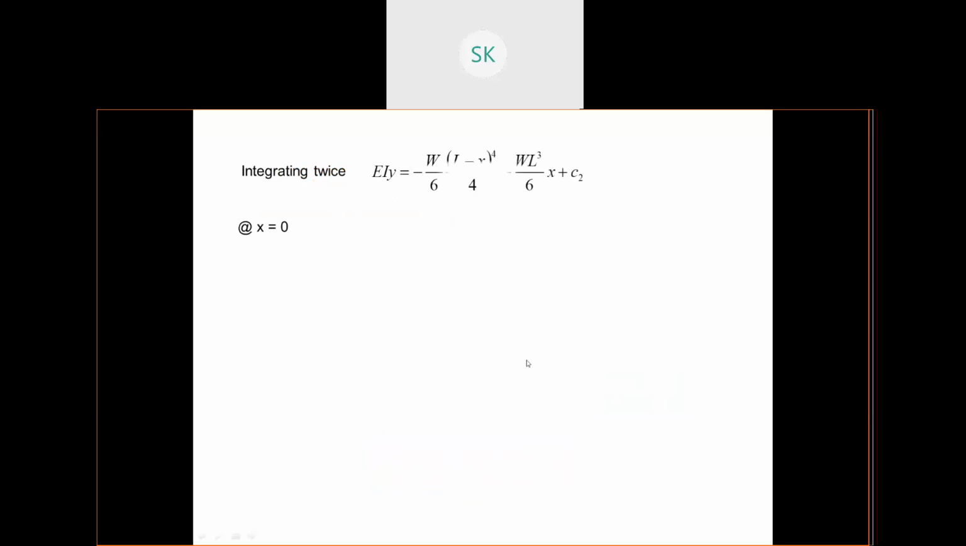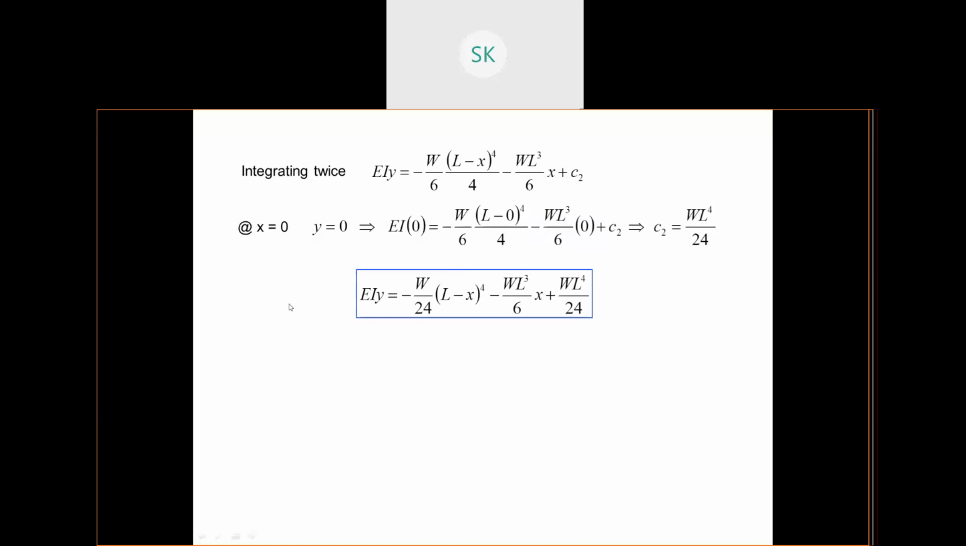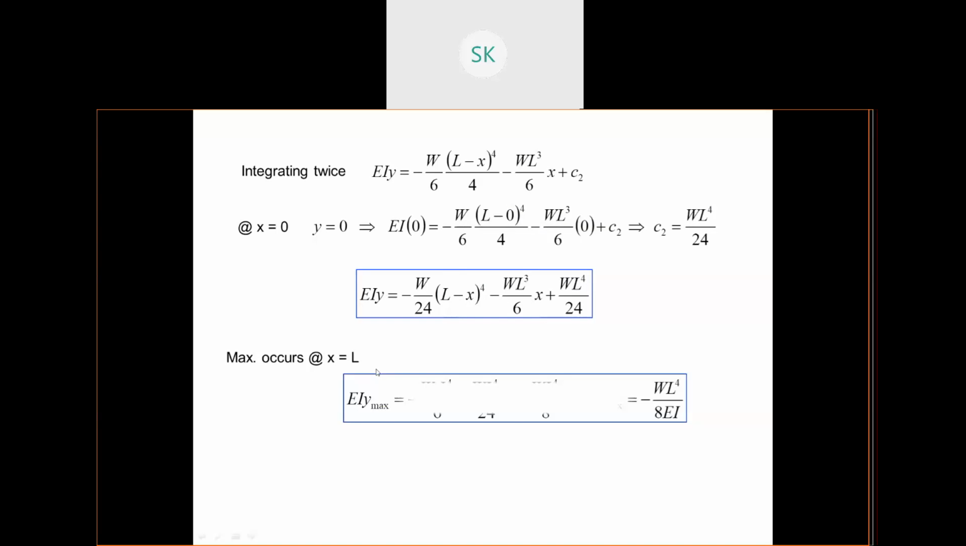When you integrate twice, you'll get this equation. Put in the boundary conditions and you'll get the deflection equation also. Now you can find the deflection at any point x by replacing x in this. Maximum deflection occurs at x equals L. So this will be the maximum deflection equation for a cantilever beam with UDL.